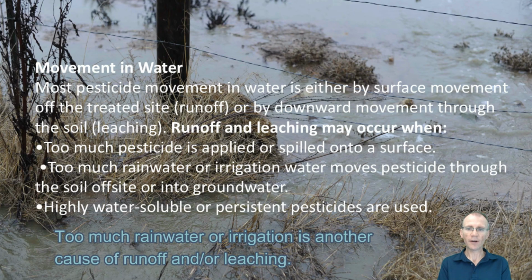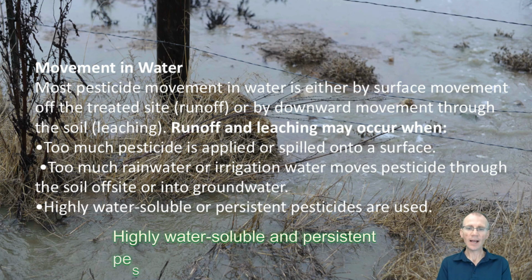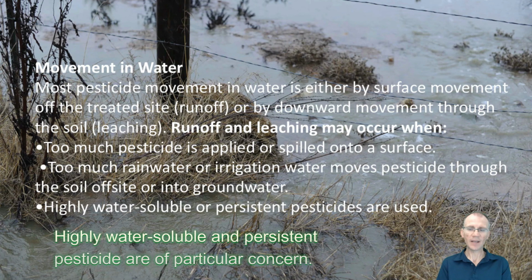Too much rainwater or irrigation is another way that the water moves the pesticide through the soil, and it can go off-site and even into groundwater. Highly water-soluble or persistent pesticides being used, so just keep in mind, if you're using highly water-soluble or persistent pesticides, the chances of them moving in water are going to be a lot more.